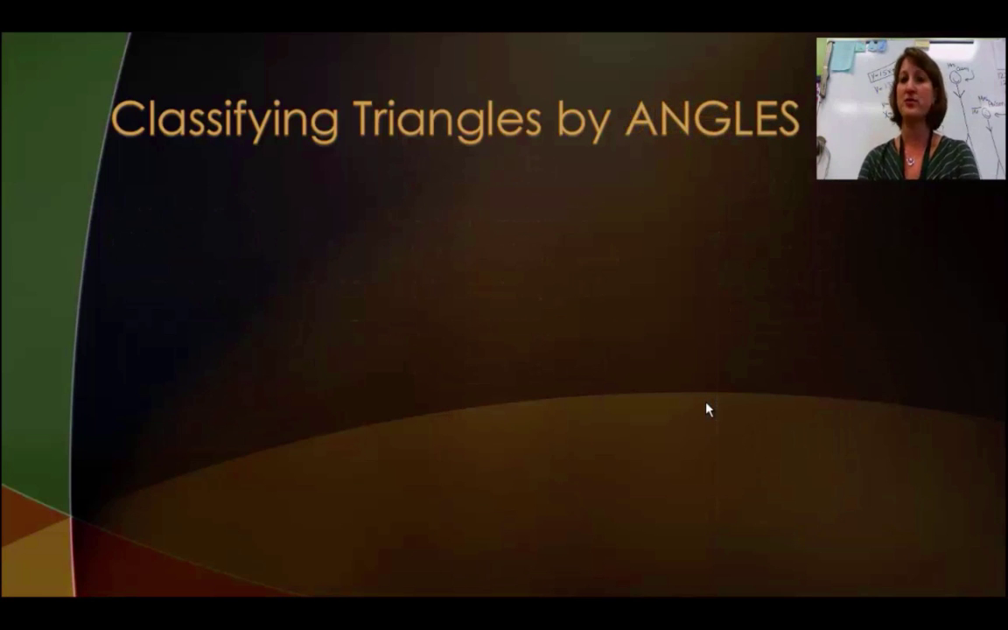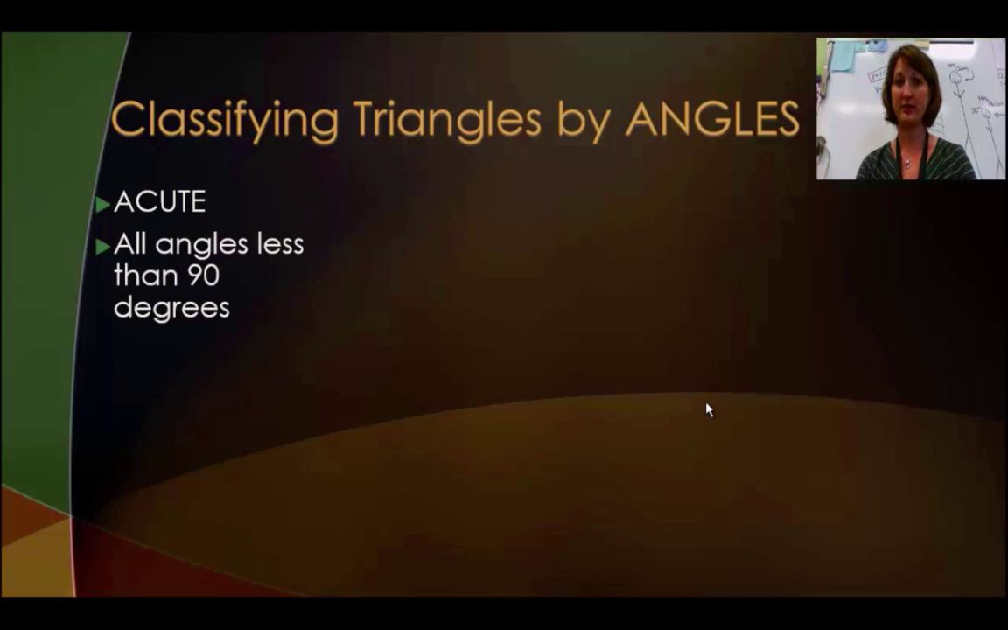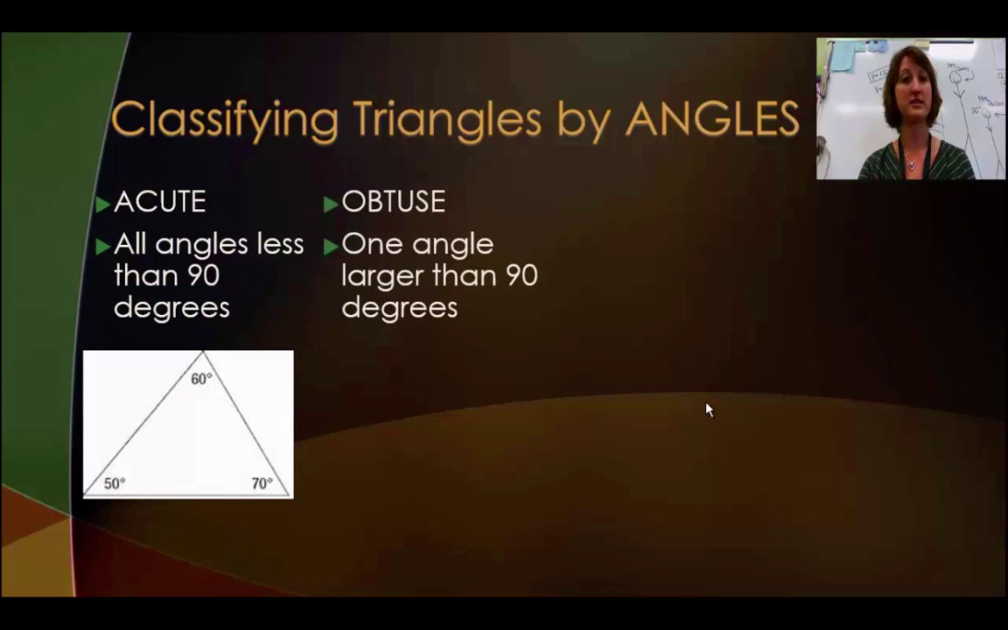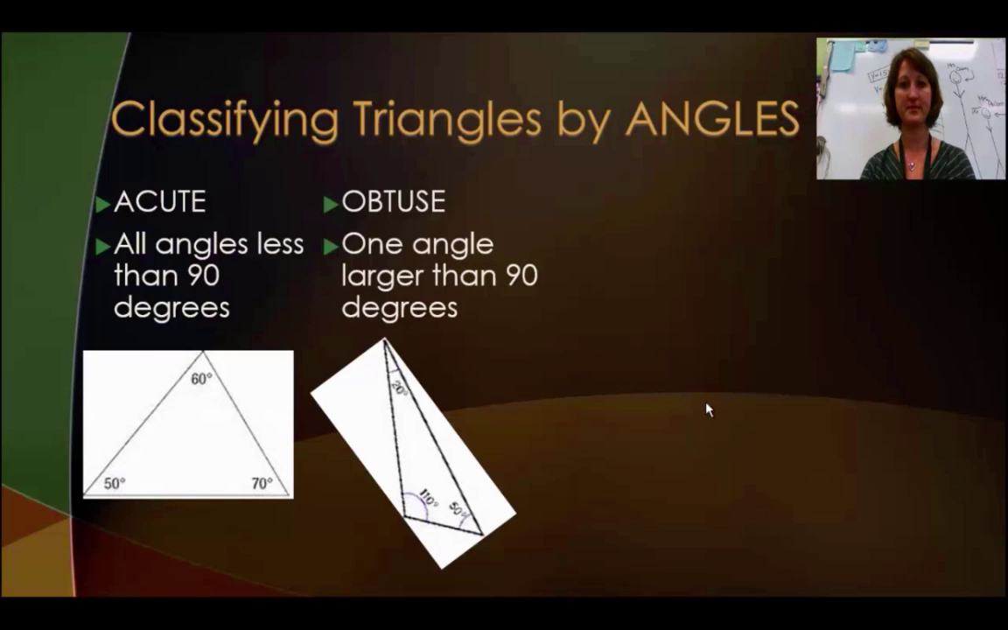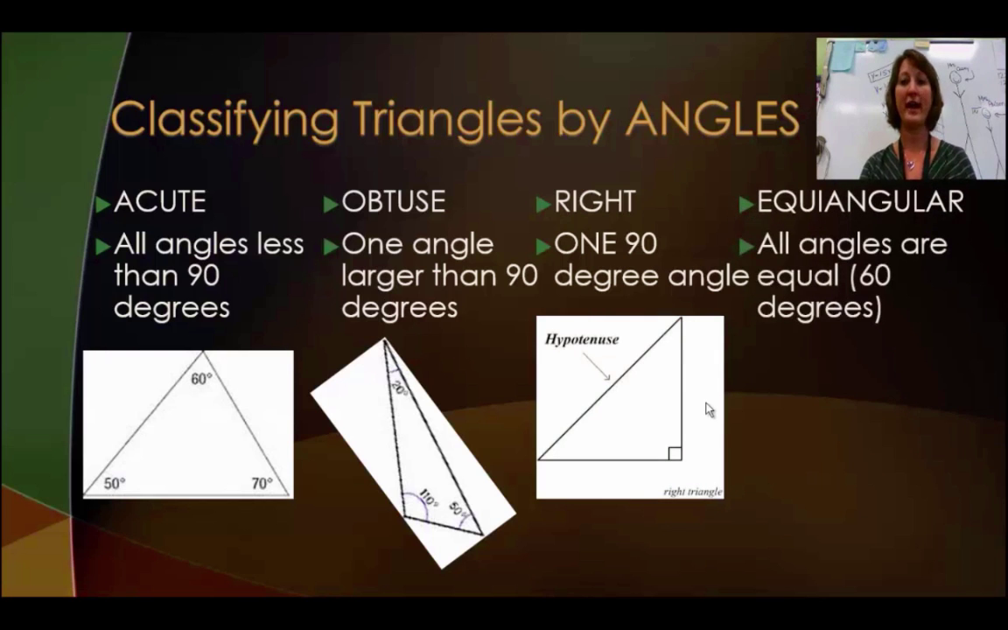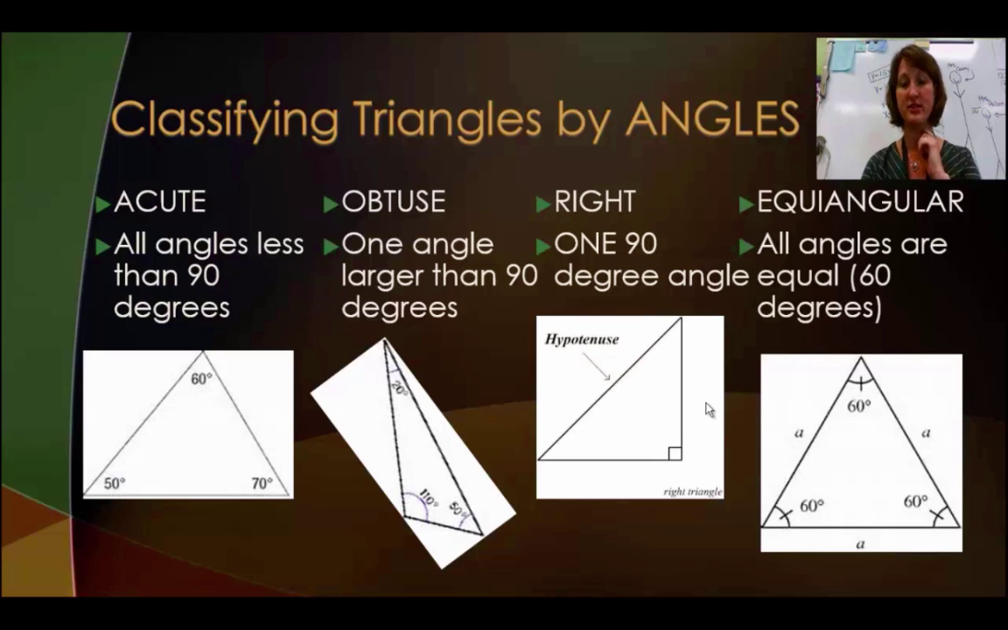The next way to talk about triangles is to classify them according to their angles. We have an acute triangle, where all the angles are less than 90 degrees. We have an obtuse triangle, where one angle is bigger than 90 degrees. There's a right triangle, where one angle is 90 degrees. And there's an equiangular triangle where all angles are equal, or all angles are 60 degrees.